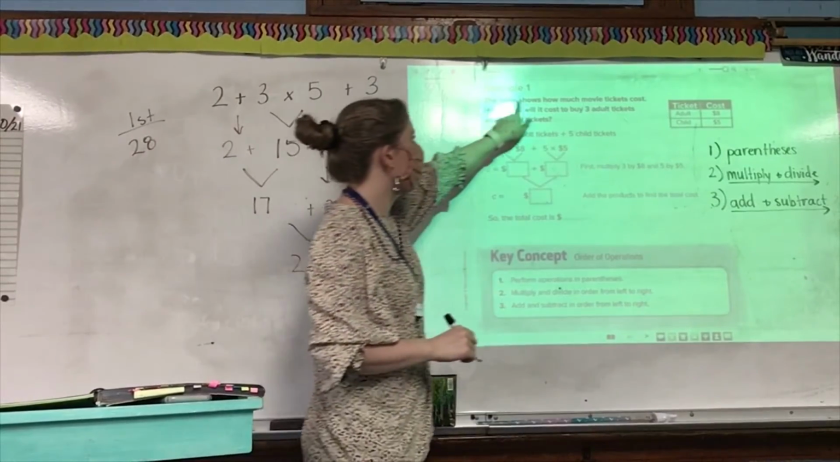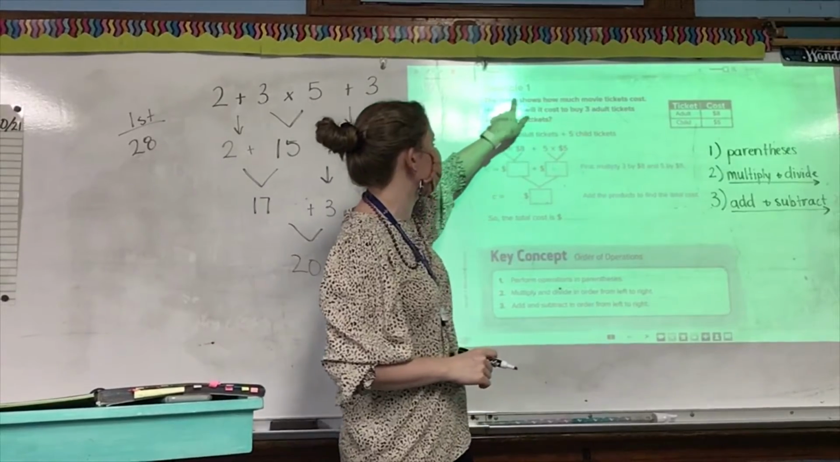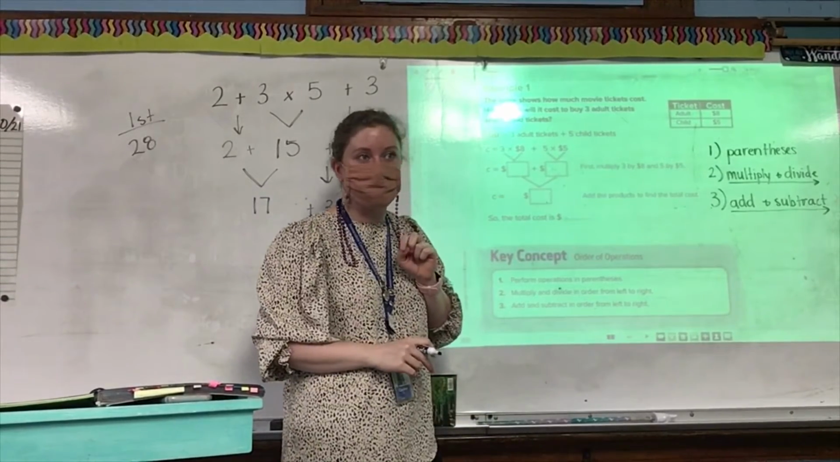And when I say from left to right, that just means the way you read. We read this way. Do we read backwards and read cost, tickets, movie, much, how, shows, table, the? Does that make any sense at all? No.